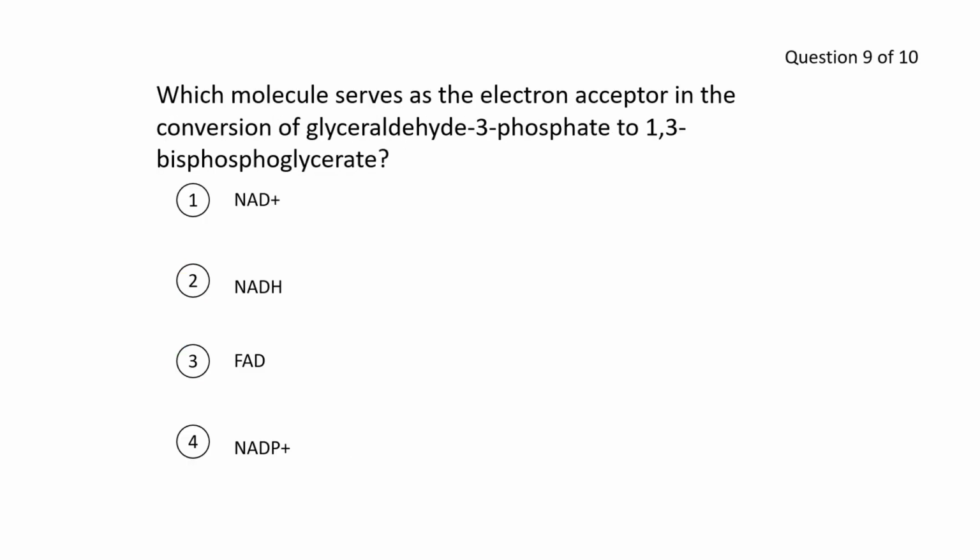Question 9. Which molecule serves as the electron acceptor in the conversion of glyceraldehyde 3-phosphate to 1,3-bisphosphoglycerate? This is easy. We produce NADH in glycolysis, and we use NAD plus as the acceptor. It can't be FAD. It's not NADP plus, because if it accepts, you get NADPH, and we don't get that in glycolysis. Therefore, the only answer that is valid is NAD plus. So the answer is 1.